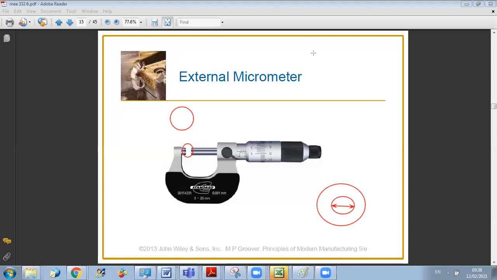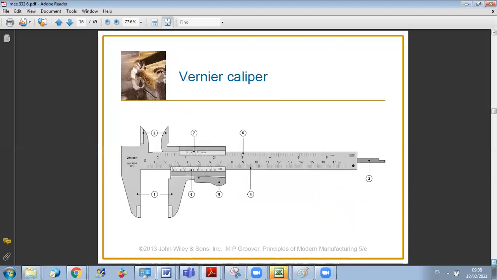Okay, so this is a tool that can allow you to measure internal dimensions. It's the vernier caliper, okay? And we will learn next time together how to measure in a very accurate way.